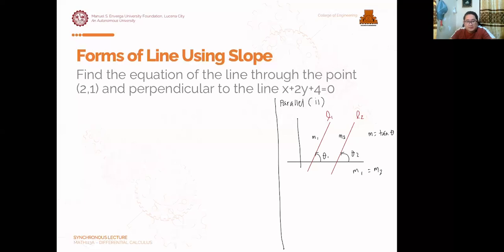Yes, yes. Ano po yun? Tangent of theta po, yun ba yun? Yes, yes. Tangent. Sige po. Para akong nasa Musileo nun.